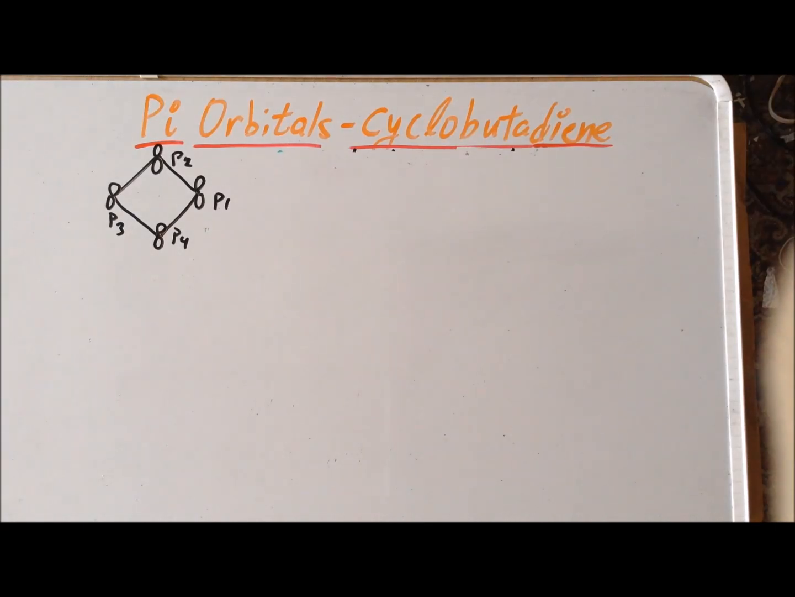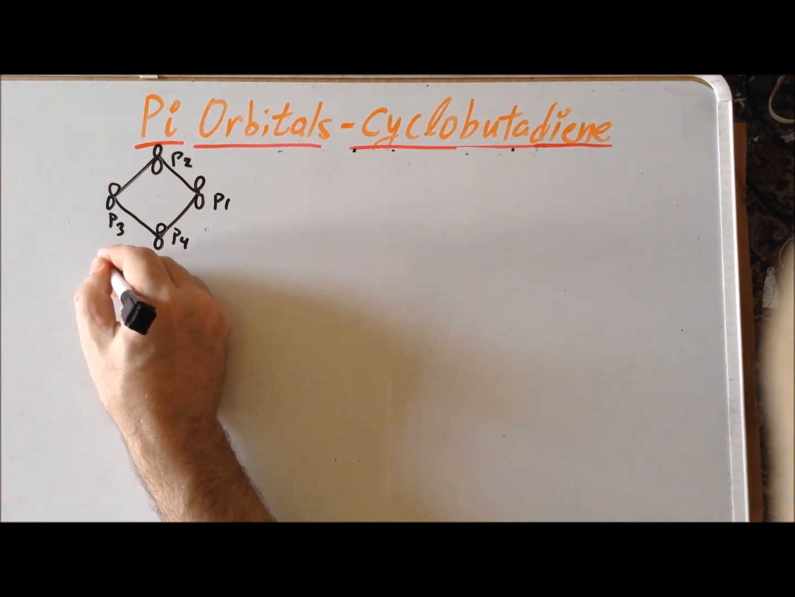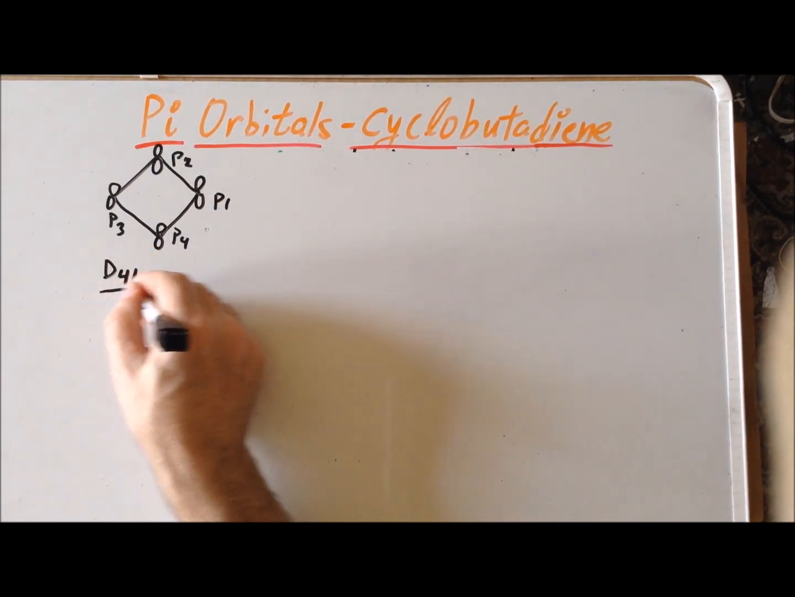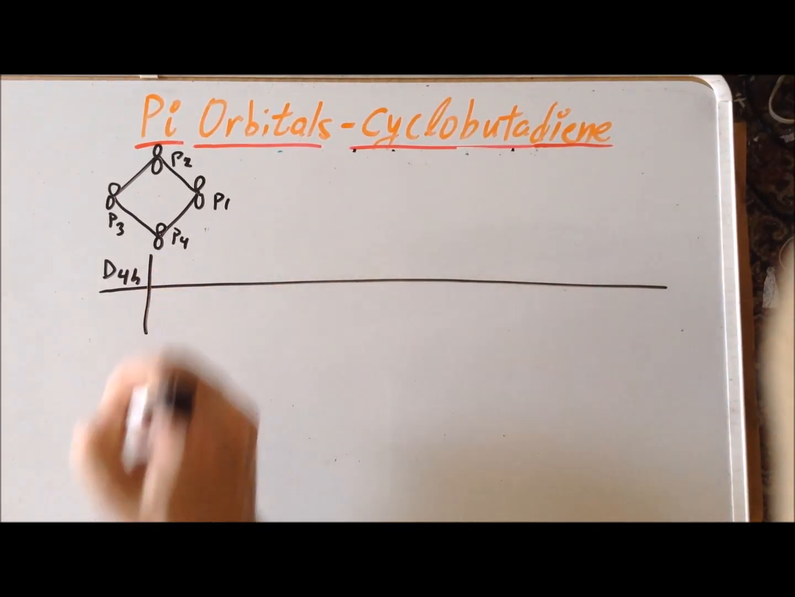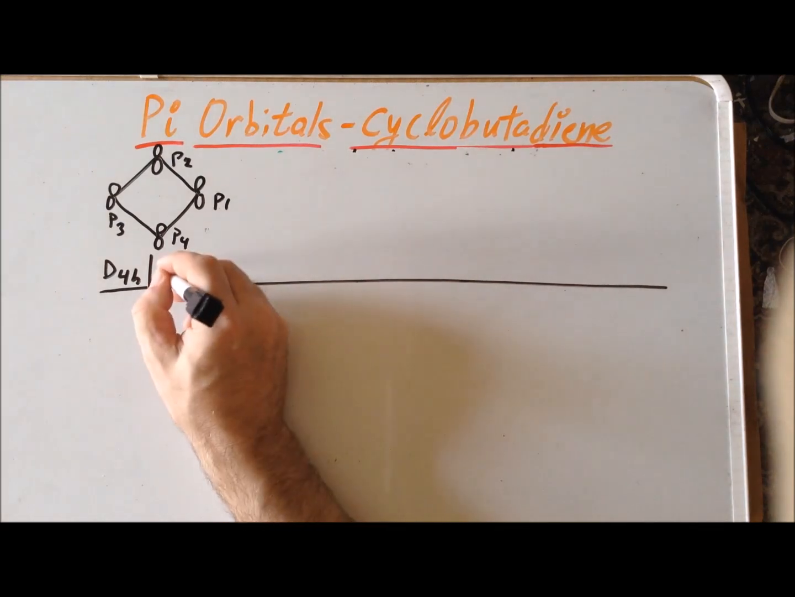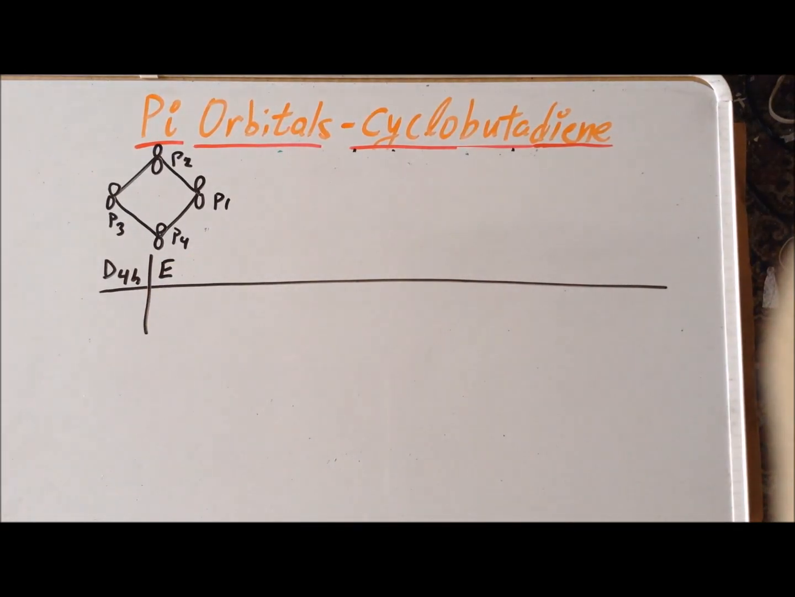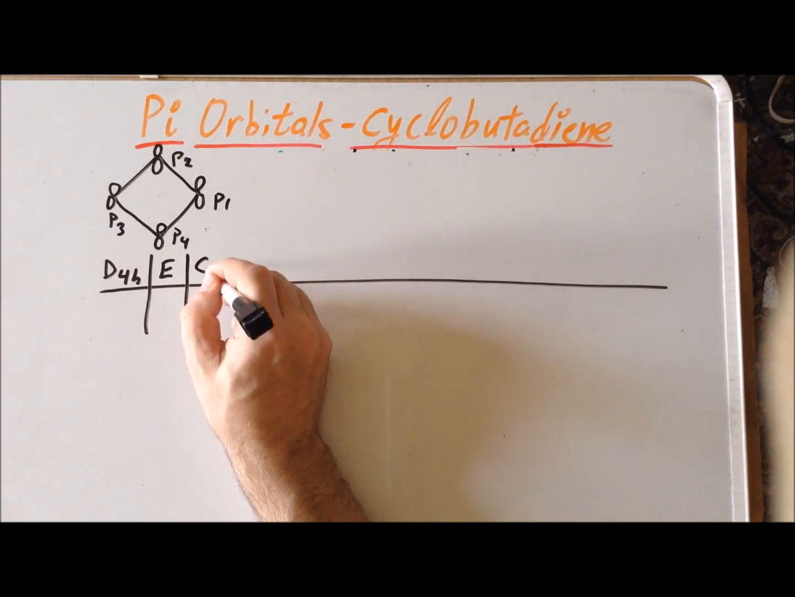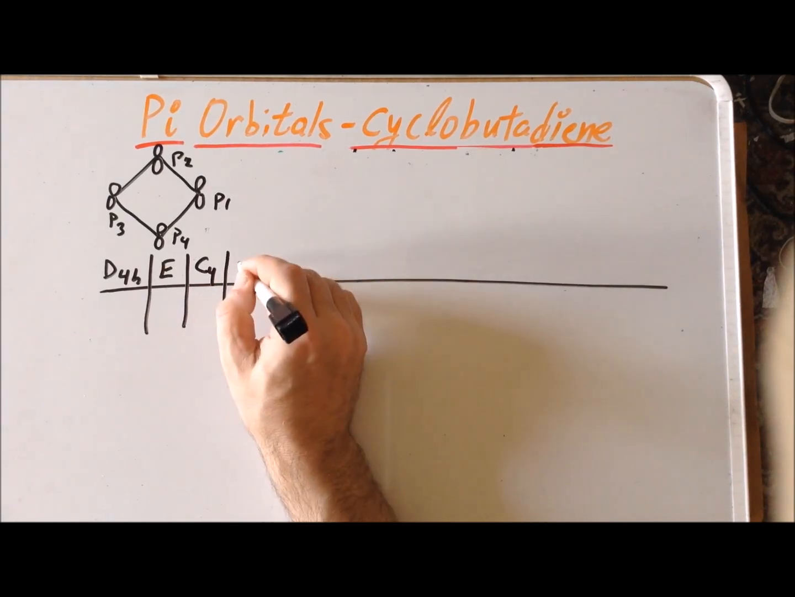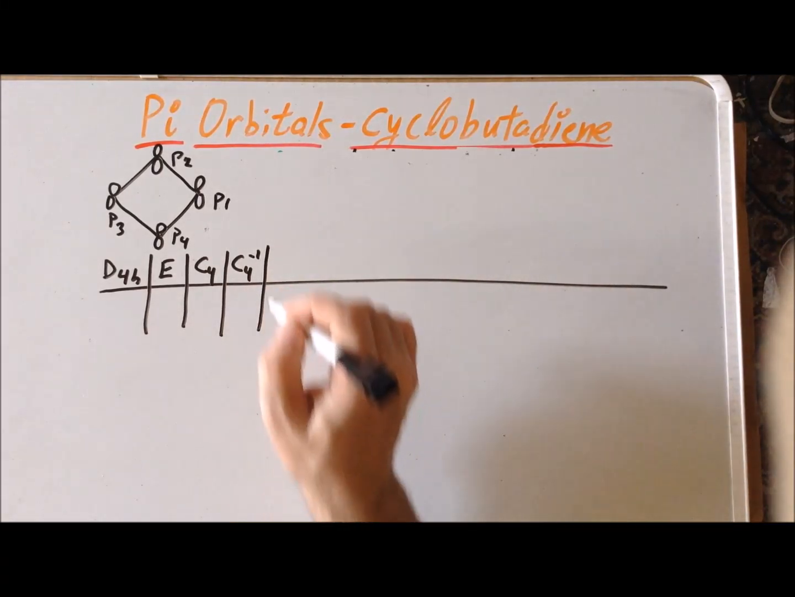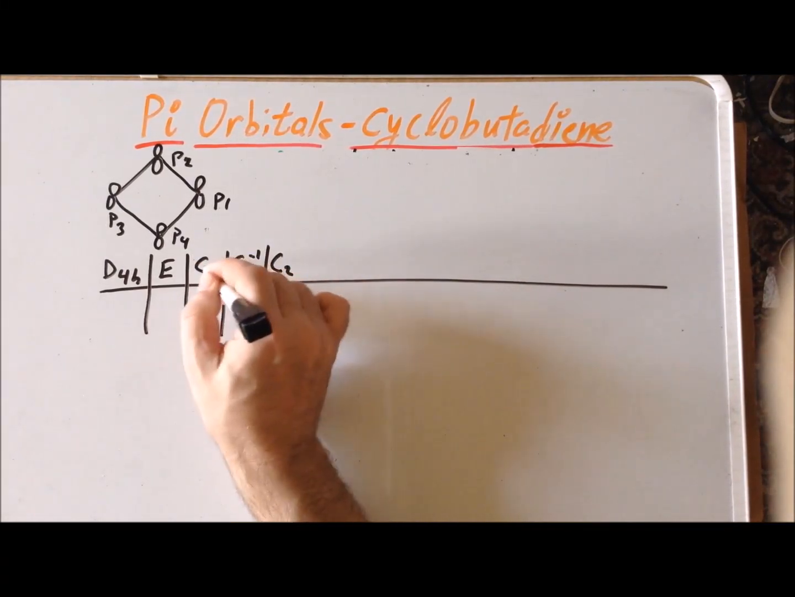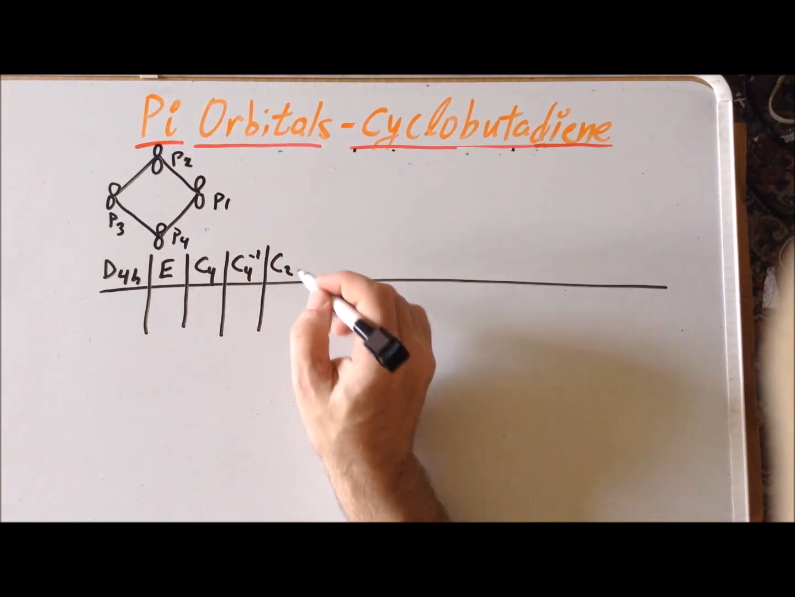Our next step is to make a table of all of the symmetry operations of the group and see what happens to a representative p orbital, say p1, under each of the symmetry operations of the group. Now in this table we need to make a column for each operation, not just each class. So for example, we have 2 C4s, one will be C4 and one will be C4 to the -1. Then we have C2, and this C2 is coaxial with the C4.